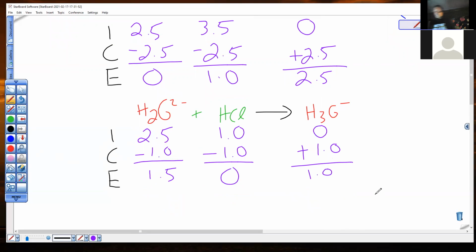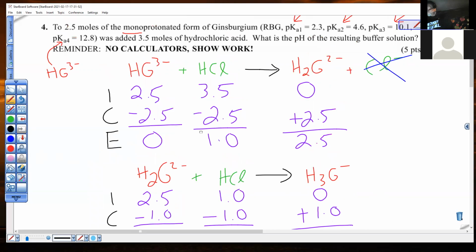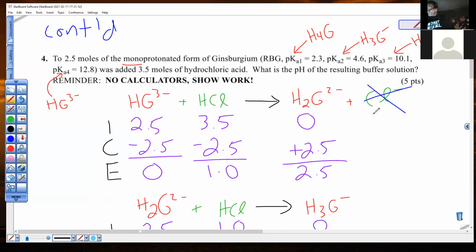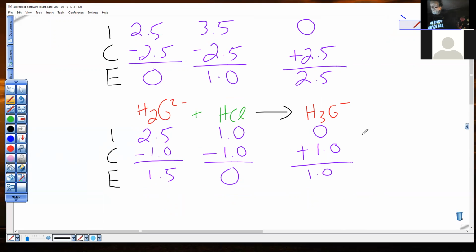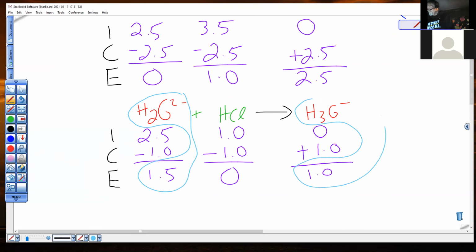All right. We now have what's called a buffer. Do you know how I know we have a buffer? The easy way out is to say, well, it's a buffer problem. The question says so. Resulting buffer solution. Why do we have a buffer solution? We have an acid on the right. Hey, question 1, which of those two is the conjugate acid and which one's the conjugate base?